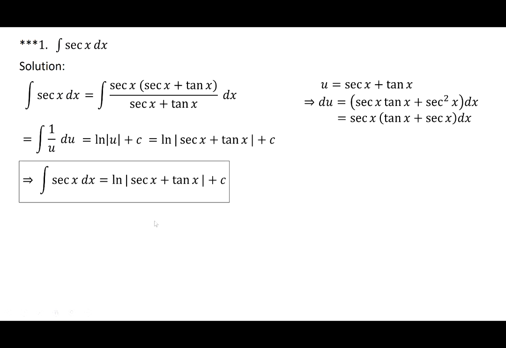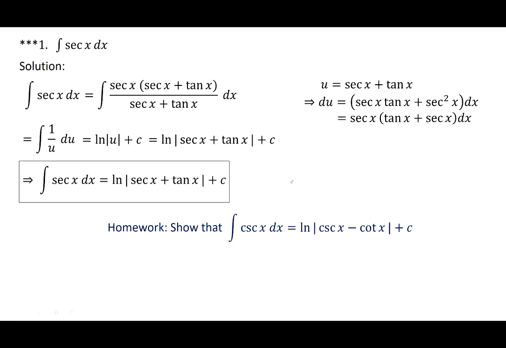Now, for homework, I think it's a good idea for you to show that the integral of cosecant x dx is natural log of absolute value of cosecant x minus cotangent x plus c. How would you proceed? Multiply and divide by cosecant x minus cotangent x, and set u equal to cosecant x minus cotangent x, and do that stuff, and you'll be able to show that in fact that's what this ends up being. Cool?